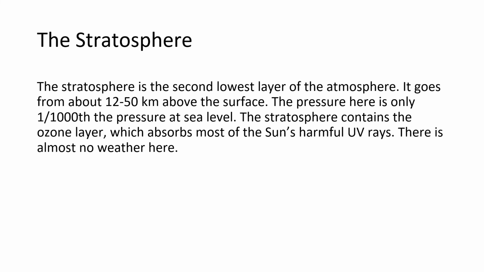The stratosphere is the second lowest layer of the atmosphere. It goes from about 12 to 50 kilometers above the surface. The pressure here is only 1/1000th the pressure at sea level, so like air pressure. The stratosphere contains the ozone layer, which absorbs most of the sun's harmful UV rays. There's almost no weather here.